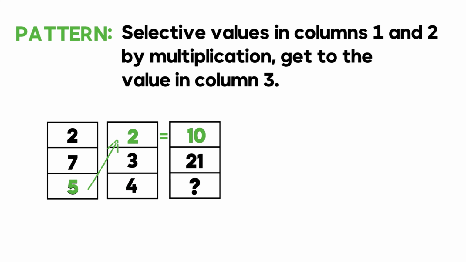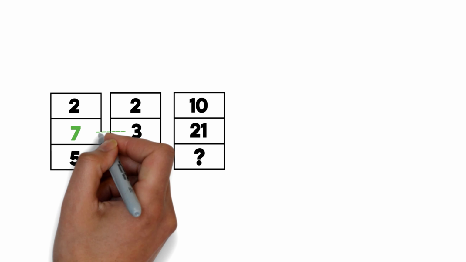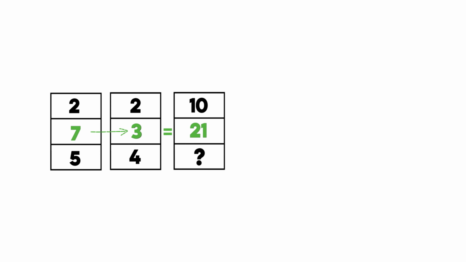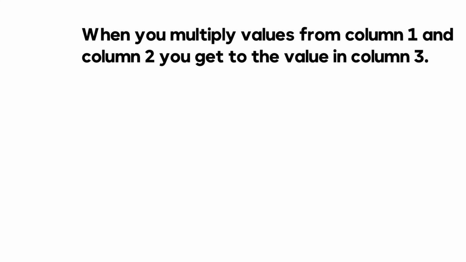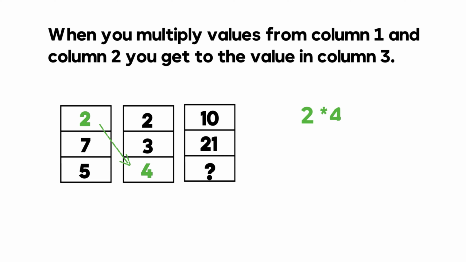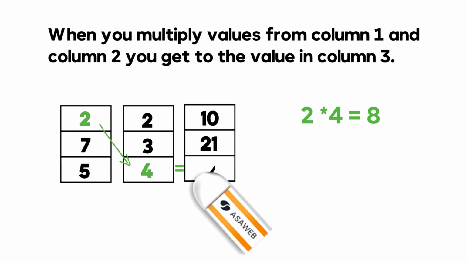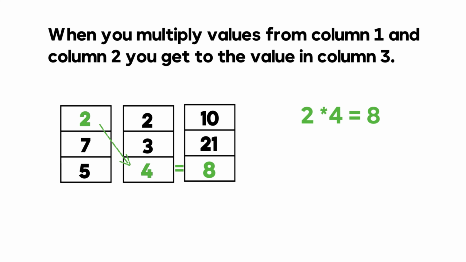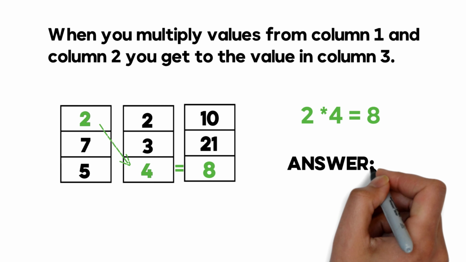If we multiply 5 by 2, we get to the value of 10. The second set of values is represented by the middle row: 7 multiplied by 3 equals 21. So the missing value here can be calculated by multiplying 2 by 4, and the end result would be equal to 8. So the correct answer to this problem is choice A, 8.